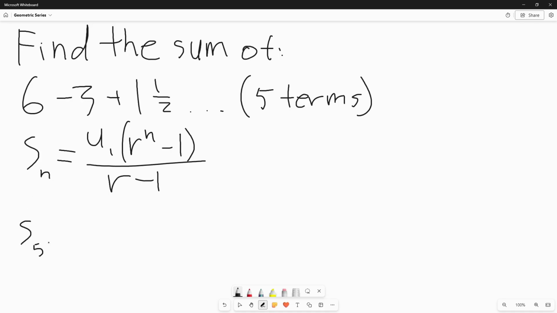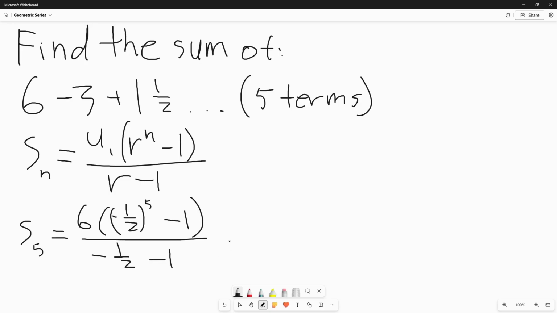So S5 is equal to u1, the first term, which is 6, times r, which is the ratio. To find the ratio, we just take any term and divide it by the term before it. Let's just take negative 3 and divide it by 6. So we get negative 1/2 to the power of 5, because that's n, minus 1. And then divide it all by negative 1/2 minus 1. And this is equal to 6 times negative 1 over 32 minus 1, all over negative 3 over 2.